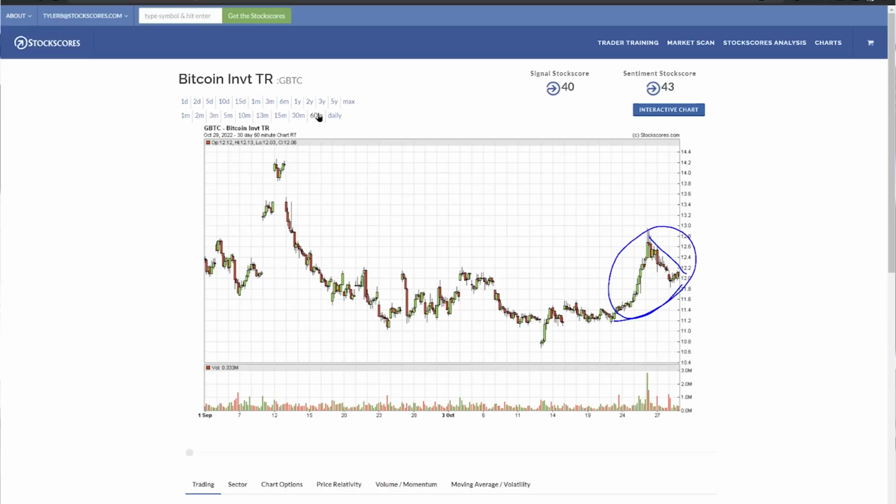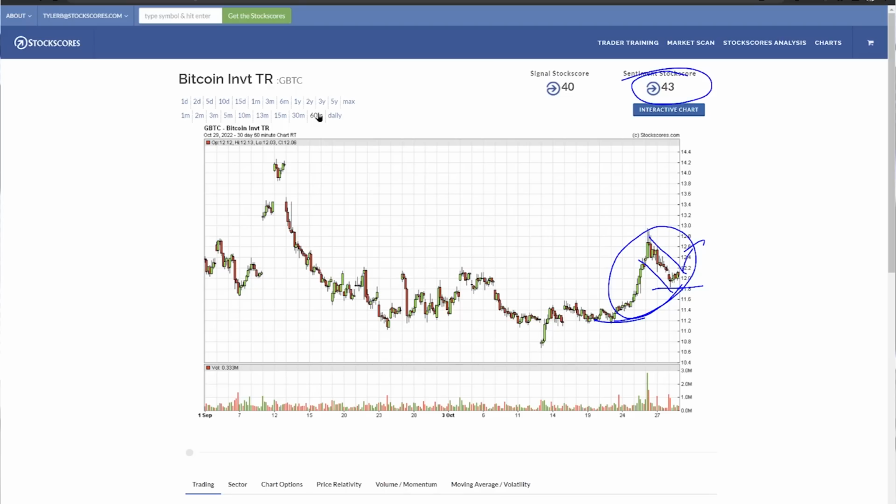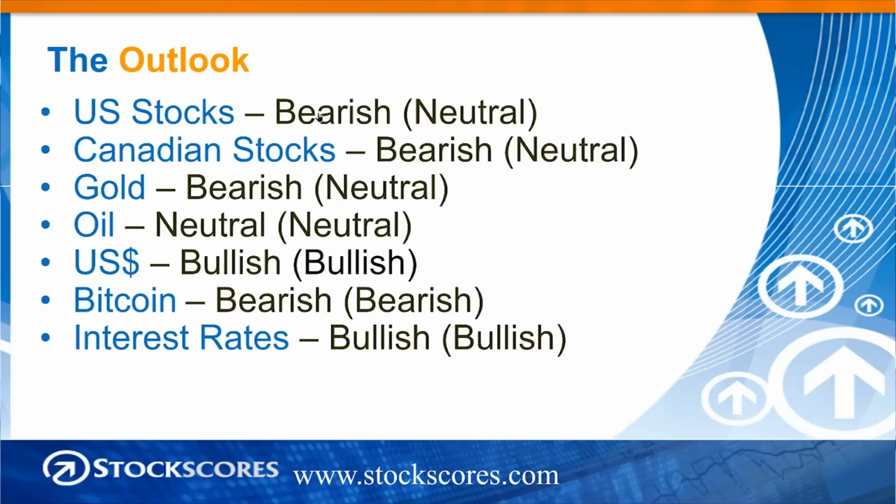If we see a break of this little pullback from a rising bottom, then we could maybe say that there's a tradable rally in Bitcoin. You can see the stock scores are getting better. I still think you've got to be pretty cautious unless you're a day trader or maybe a swing trader in Bitcoin, but generally speaking, you want to be fairly cautious.